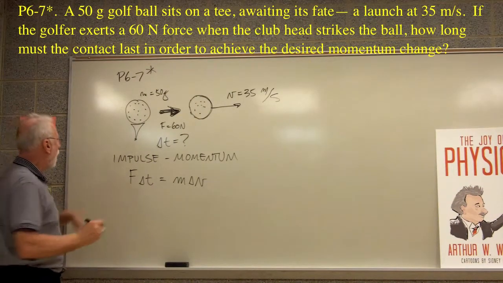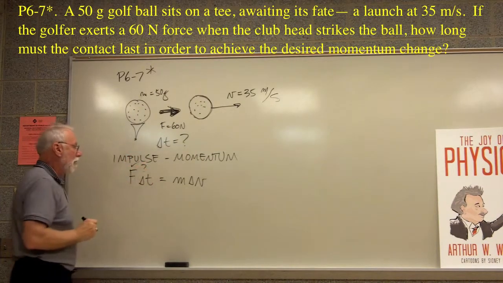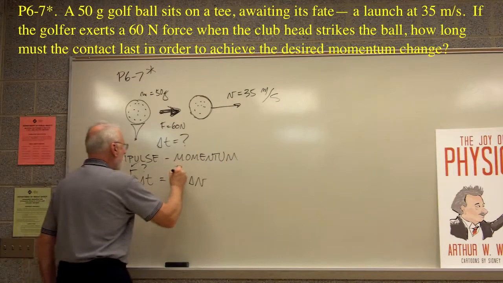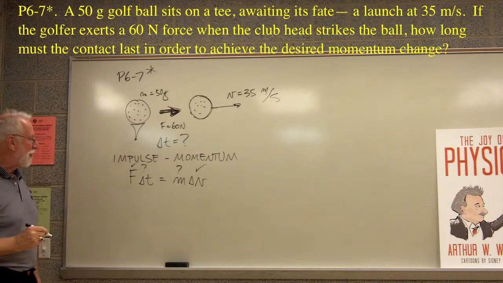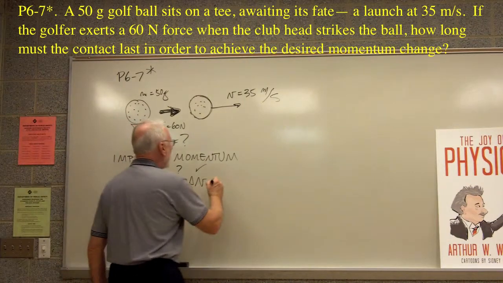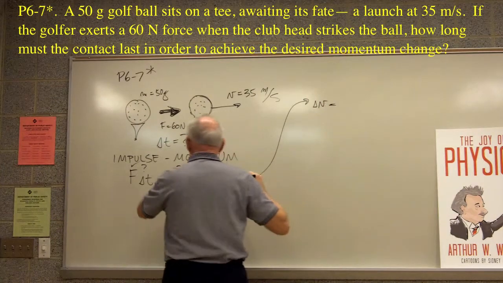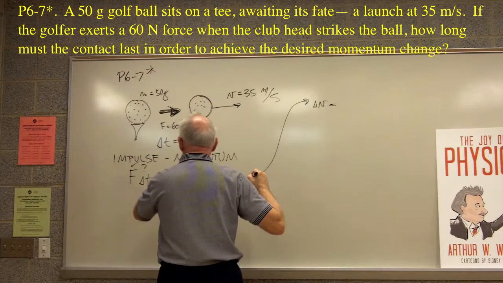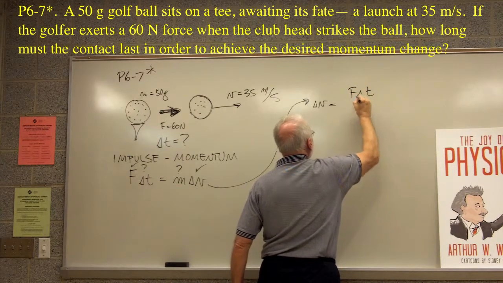So then, what do we know? What do we not know? We know F. We don't know delta t. We know m. And we know delta v. Haha. I think we're in business here. So now, we can find the delta v. According to this, after algebra, smoke and dust clears, it's F delta t divided by m.